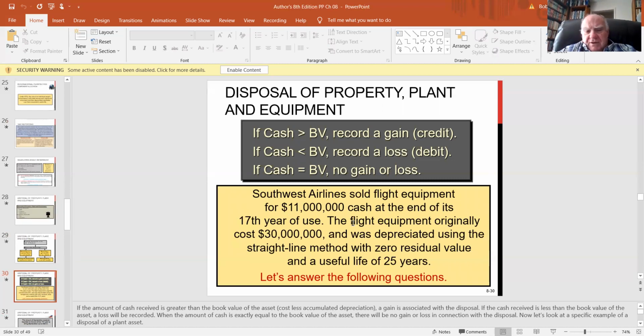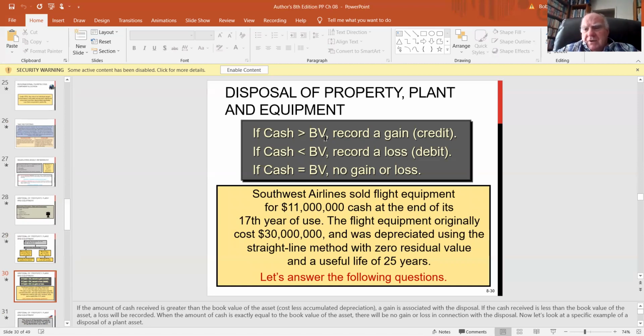After 17 years, Southwest Airlines sold this piece of equipment. The equipment originally cost $30 million and was depreciated over a useful life of 25 years. Okay? Over a period of 25 years. So let's look at this. A simple way to do these disposal problems is as follows. And I'm going to give you a couple simple ways.